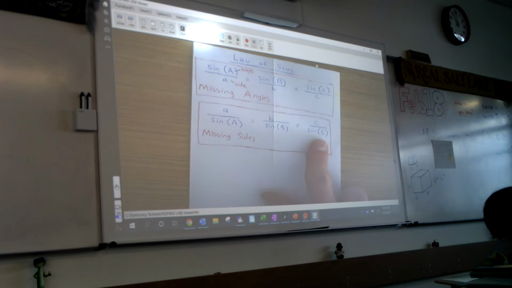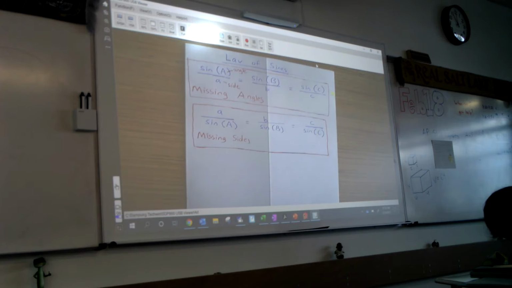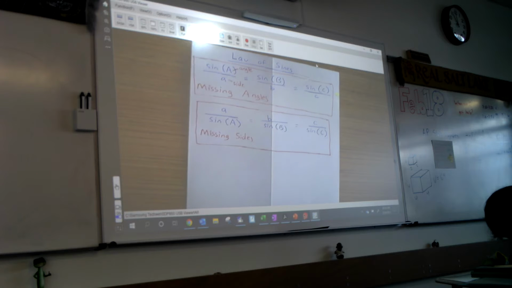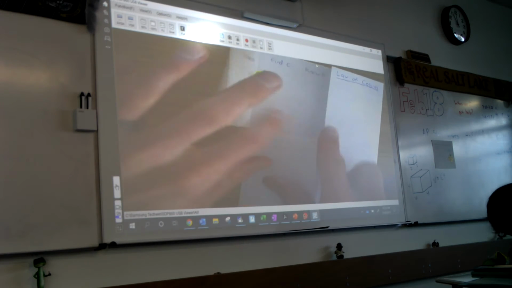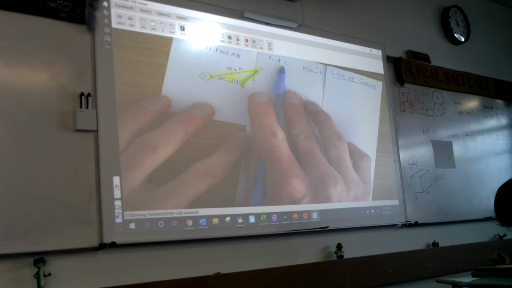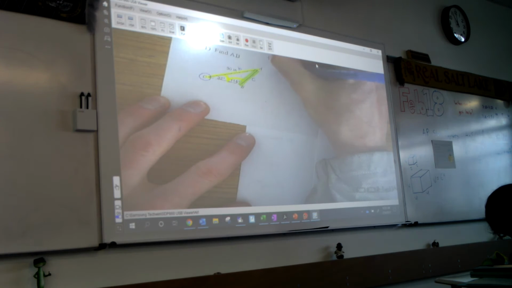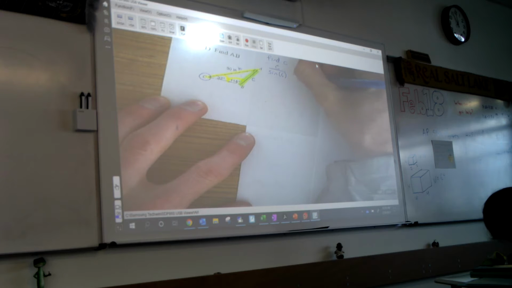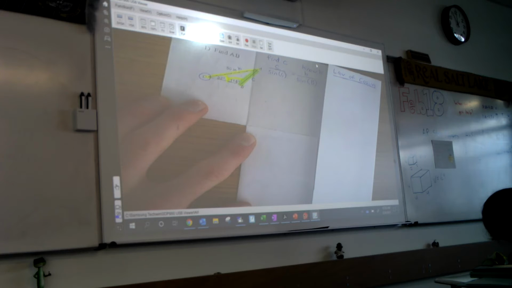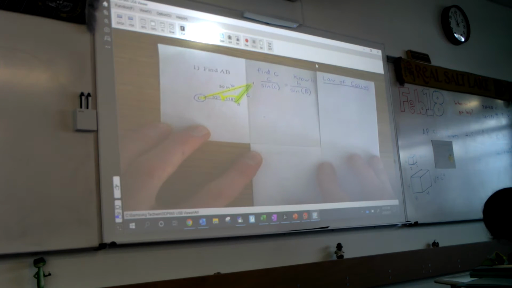And we're only going to use two of these. I know it's written where you have A equals B equals C, but we're only going to use two of those. We're going to be using the one we want to find, which is C, and the one we know, which is B. So I'm going to set this up. Little c over sine of C is equal to little b over sine of B. Again, we set it up with the sides on top because that's what we're finding, a side.